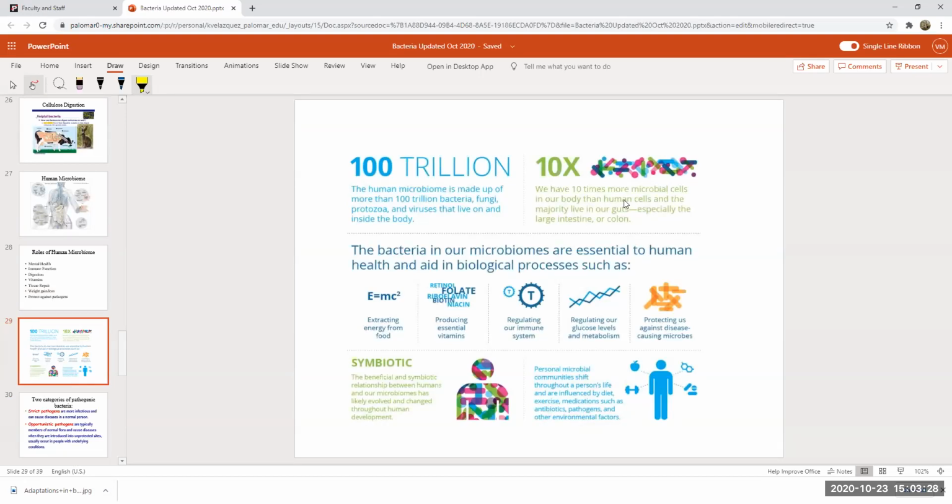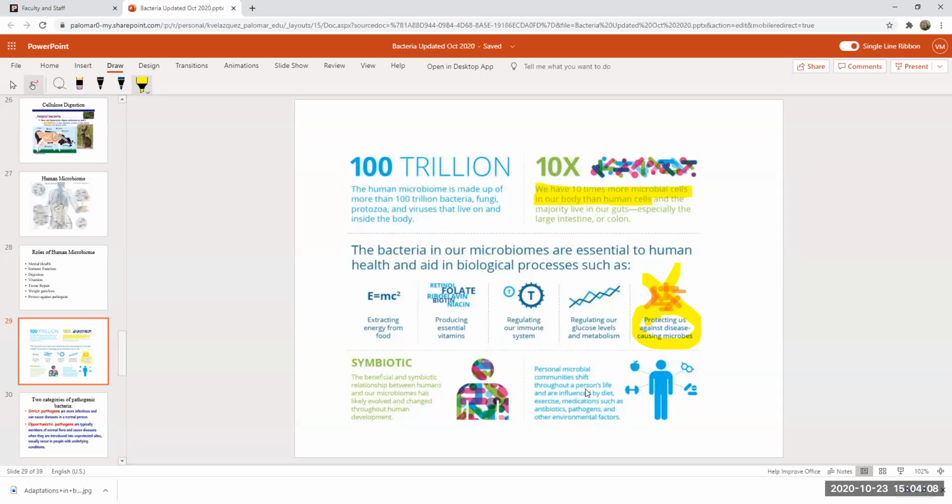So this slide just kind of summarizes that. We have 10 times more microbial cells in our body than human cells. That's pretty crazy to think about. So extracting energy from our food, producing vitamins, regulating our immune system, regulating glucose levels, protecting us against disease. How does that happen? Well, if you have this whole community of good guys, they're out competing the bad guys for space. If you take an antibiotic that kills all of these good guys, guess what? The bad guys can move in. They're called opportunistic. And they can move in and take over when you kill all the good guys.